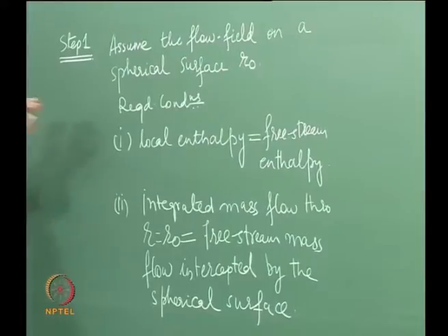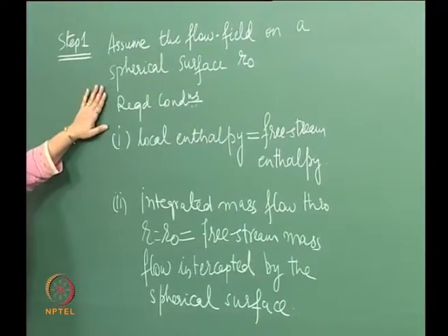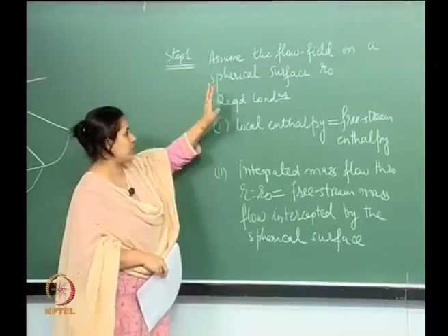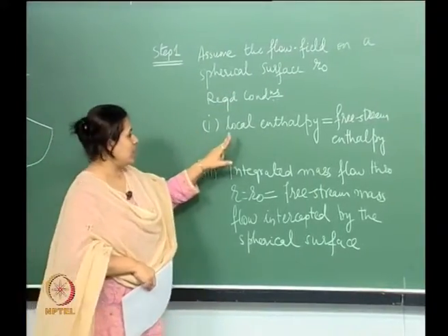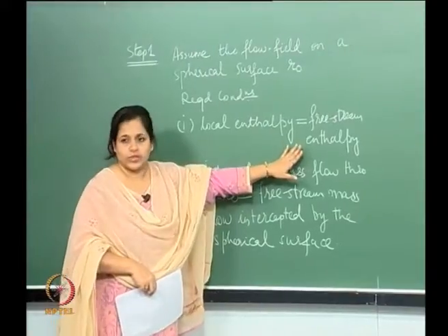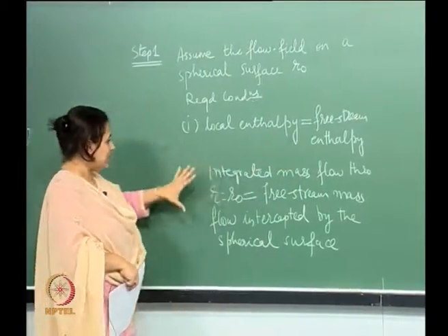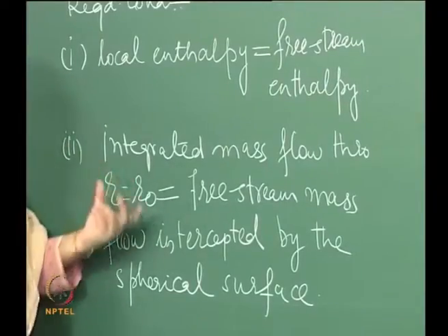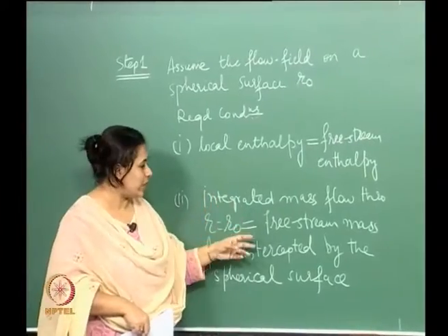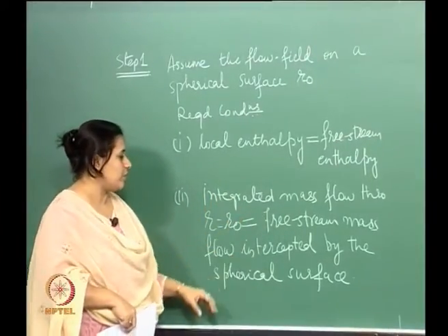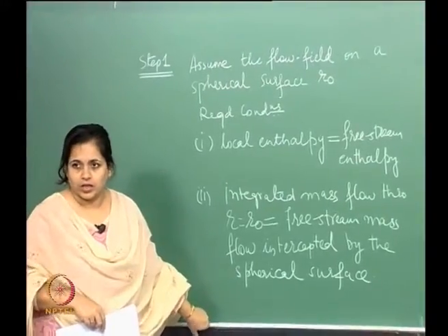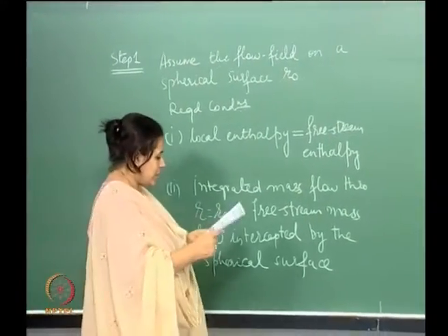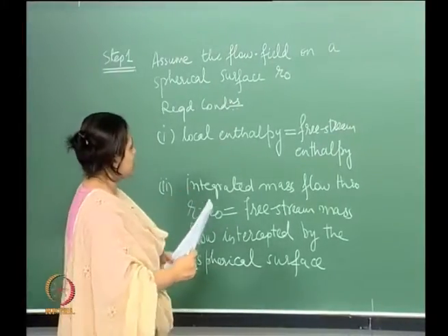So this is non-conical. The flow field that you assume on this R equal to R0 can be arbitrary, but number one, local enthalpy should be equal to the free stream enthalpy, and secondly, the total mass flow through this cone should be equal to the free stream mass flow which is intercepted by this conical surface. Now next is step 2.